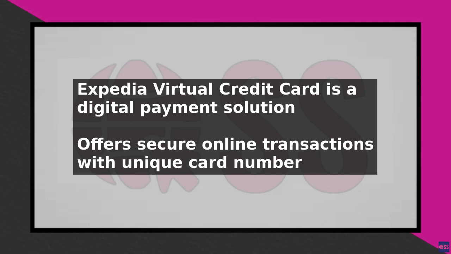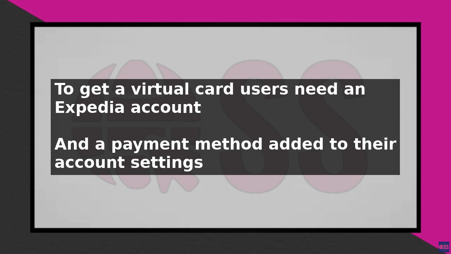How to get an Expedia Virtual Credit Card. To get an Expedia Virtual Credit Card, you need to have an Expedia account and a payment method, such as a credit or debit card, added to your account. Once you have added a payment method, you can generate a virtual card by going to your account settings and clicking on Generate Virtual Card.